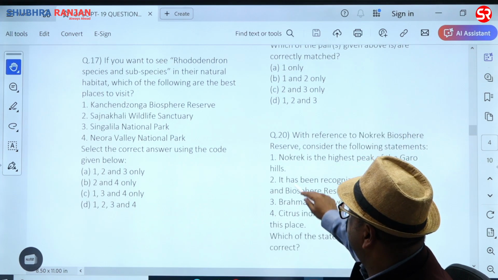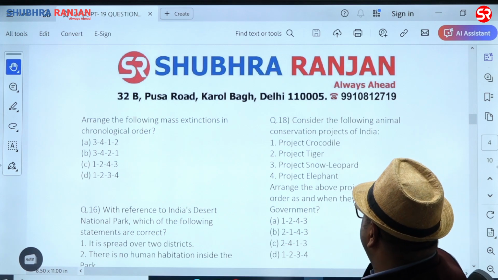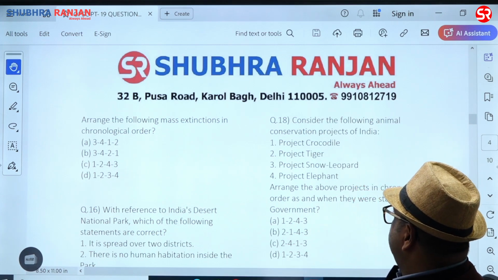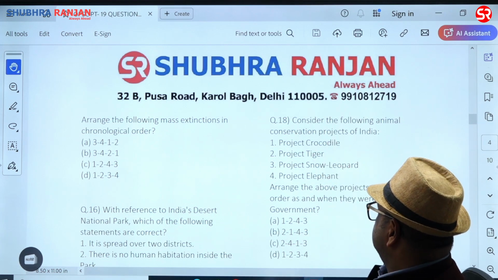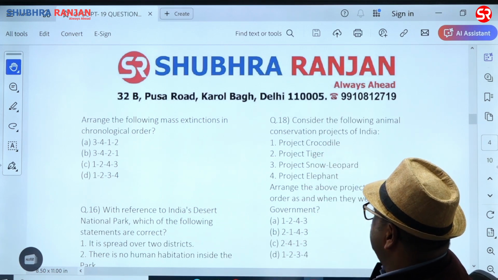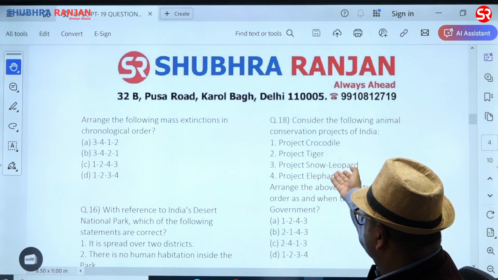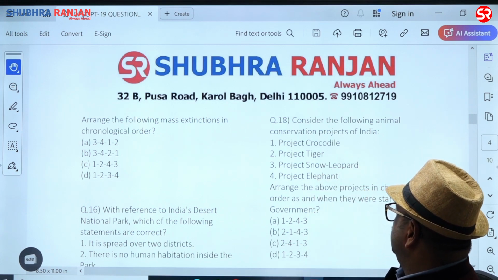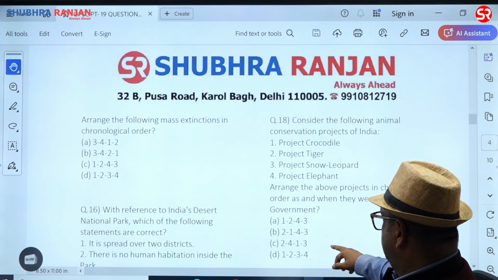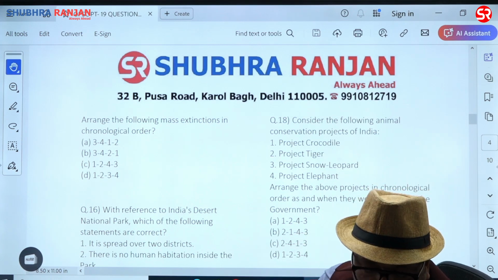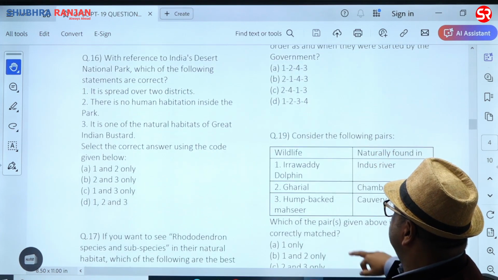1, 3 and 4. Next question is question number 18. Consider the following animal conservation projects of India. Project Crocodile, Project Tiger, Project Snow Leopard, Project Elephant. Project Tiger in 1972-73, Project Crocodile in 1975, Project Elephant in 1992, and Snow Leopard is a recent one. So the earliest one is 2, 1, 4, 3. 18, option B is going to be the right answer. B is the right answer. Okay, question number 19.